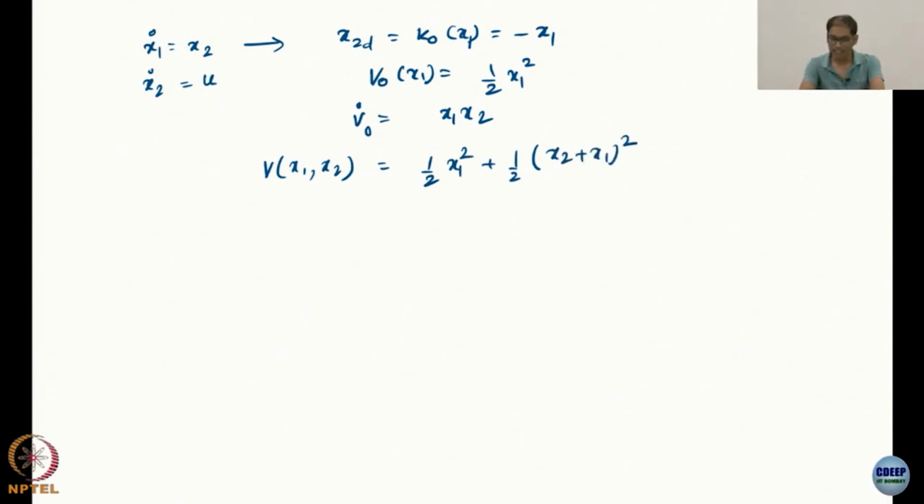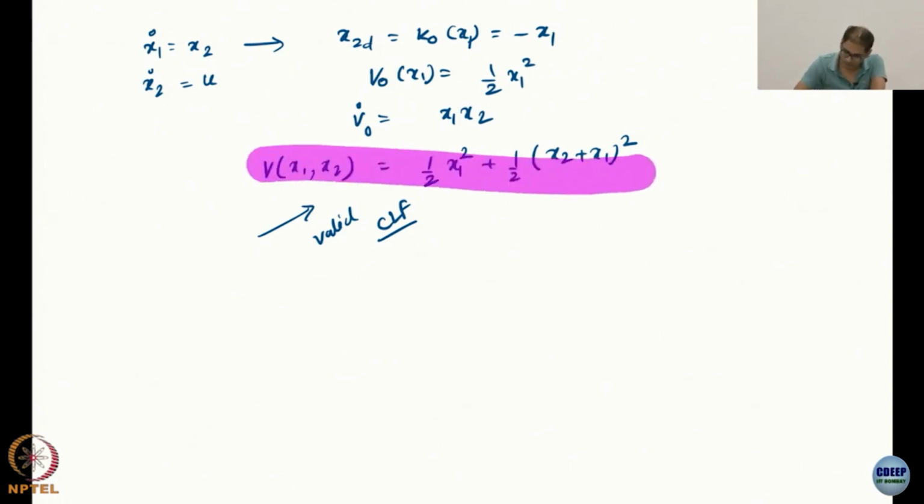Yeah, and I know, because I already proved it, I don't have to do any further work, that this is a valid CLF. Okay, I already know that this is a valid control Lyapunov function, so I don't have to do any additional work. Okay, and what is this? This is exactly that guy, right?